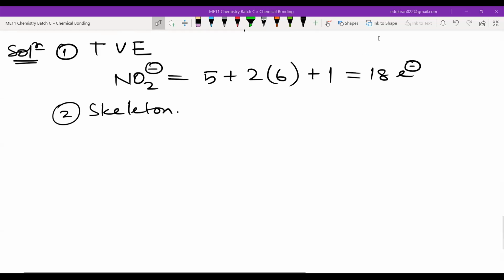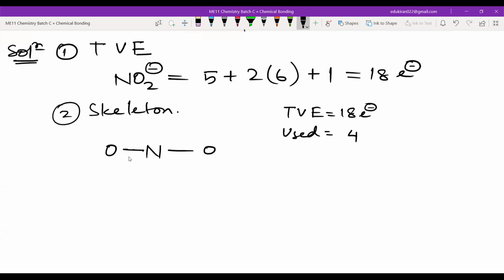All of you, please stop doing and turn on your mics. Yeah, everyone. Yes, tell me, what is the central atom here? Nitrogen. Okay. Then you will have oxygen and oxygen like this. Now, total valence electron was equal to how much? 18 electrons. How many are used? 4 is used. Remaining? 14 electrons, right?